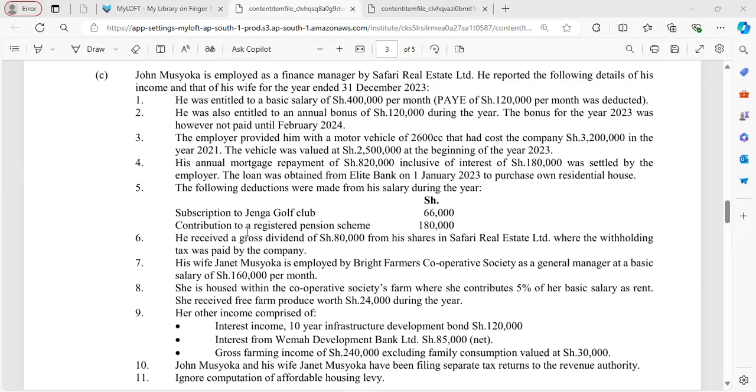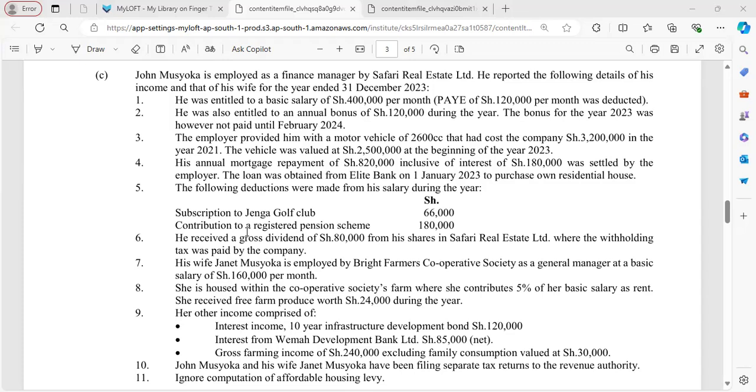Number four, annual mortgage repayment of 220,000, inclusive of interest of 180,000, was incurred by the employee. The loan was obtained from Elite Bank on 1st January 2023 to purchase his own residential house. Number five, the following deductions were made from his salary during the year. Subscriptions to Jenga Golf Club of 66,000. Contributions to a registered pension scheme of 180,000. Number six, he received a bonus dividend of 80,000 from his shares in Safari Real Estate Limited, where the withholding tax was paid by the company.